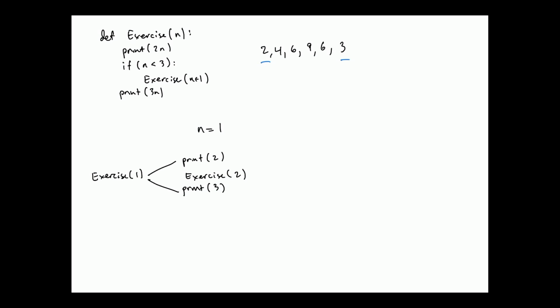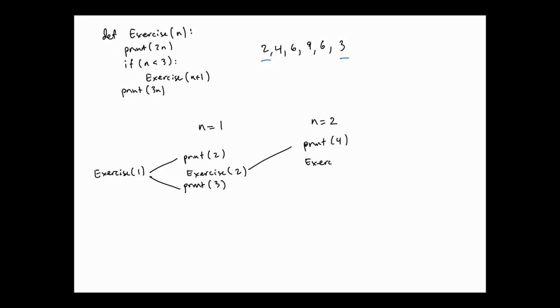All right, so exercise of 2 is going to run. For that, what is n? It's actually 2 now, because I'm calling exercise of 2. All right, so what does exercise of something do? It first prints twice the something. So what's going to get printed? 4. Okay, and then is 2 less than 3? Yes. So it's going to call exercise of 3. And when that is complete, it's going to print what? 6.